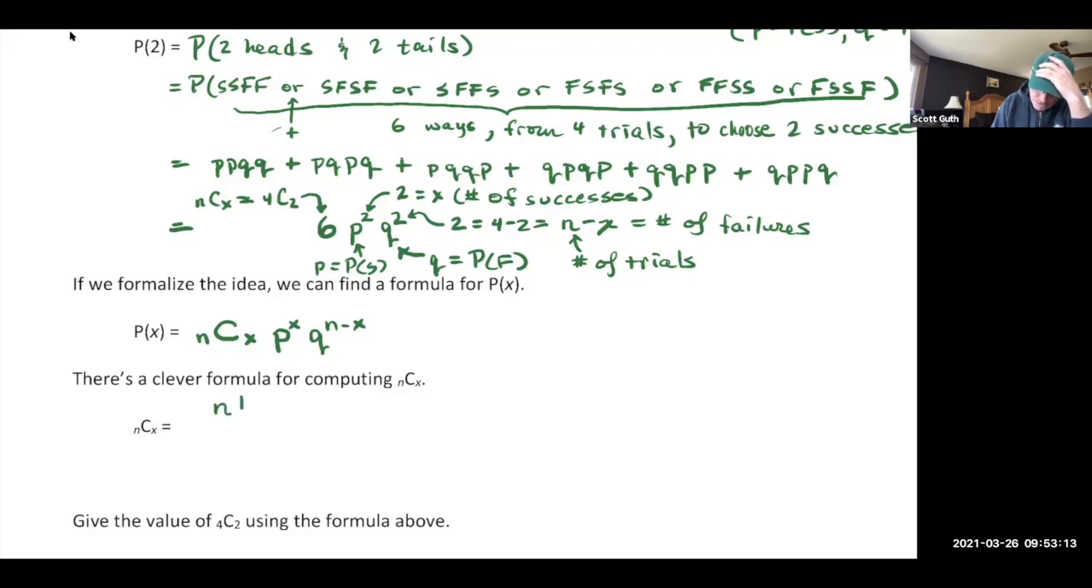In the numerator, you have the number of trials, factorial. In the denominator, you have the number of successes with a factorial. That's an exclamation point. Then in the denominator, you have the number of failures, which is n minus the number of successes. Again, a factorial. Okay, so when we write n with an exclamation, we read this n factorial.